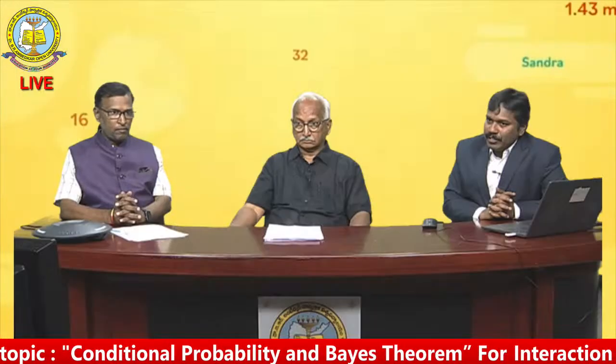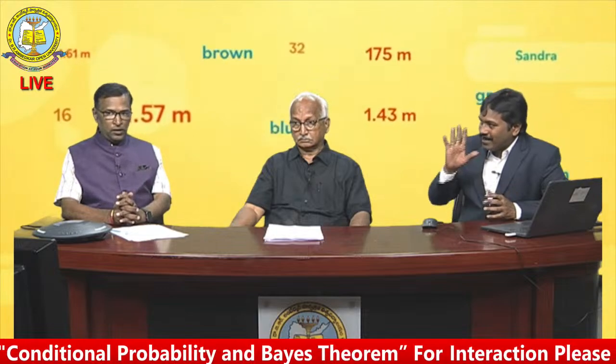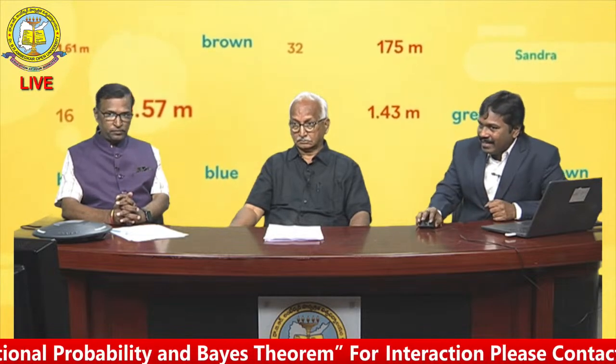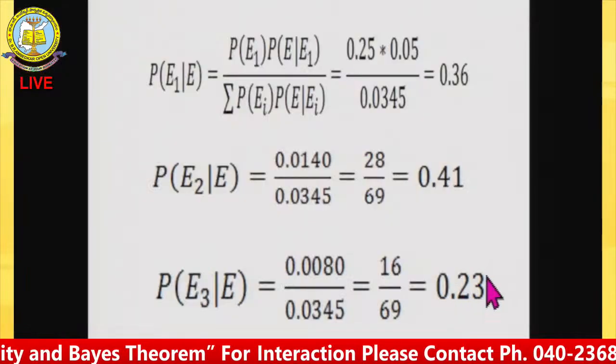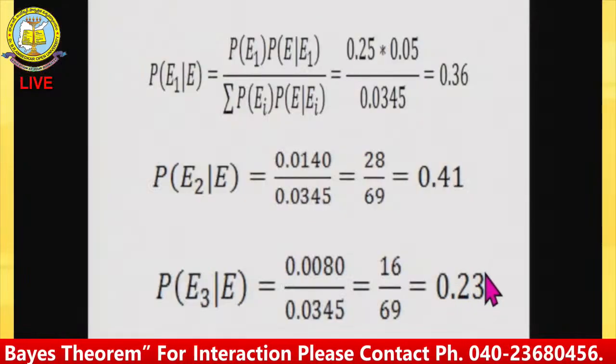Moreover, we need to check that the total output becomes 100%. Exactly. We add all three: 0.36 plus 0.41 plus 0.23. How much? That is 100%. Exactly. That is one of the important properties. Then similarly, we can explain the second example in the same way.